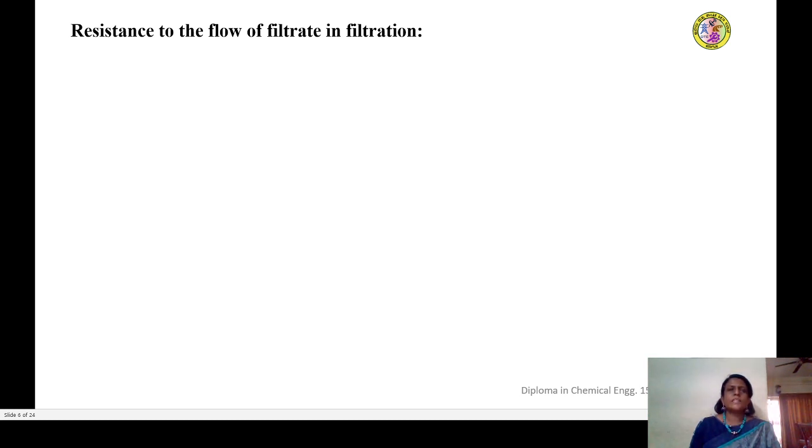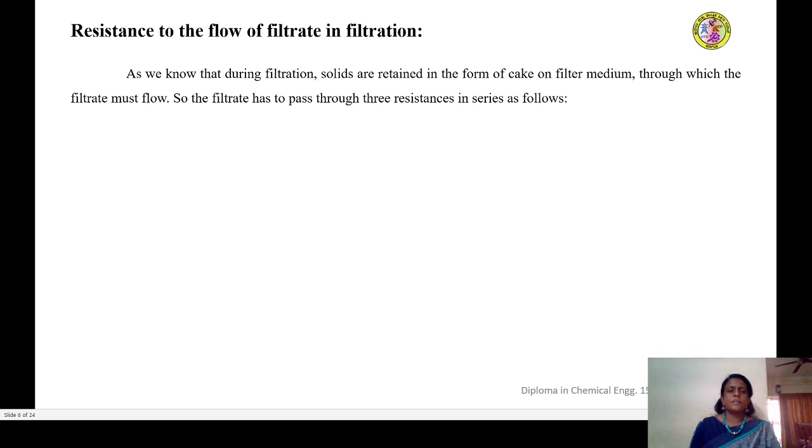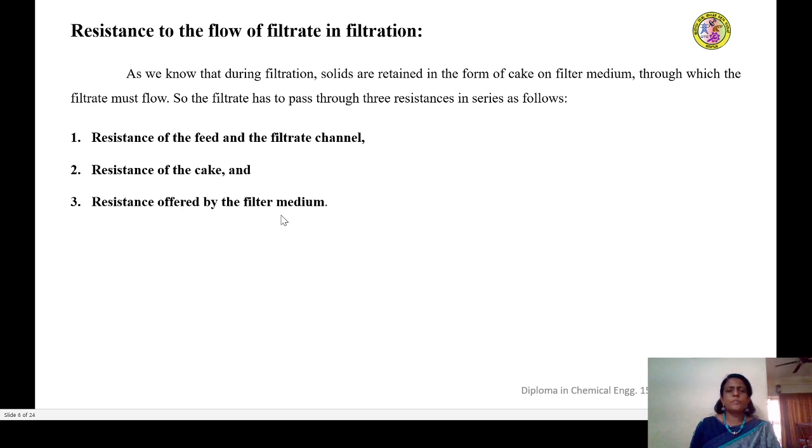So the total resistance present in a filter for the flow of filtrate is the sum of all these three types of resistances. One is the solids that are retained in the form of cake, and the filter medium, along with the channels meant for introducing the feed and taking out the filtrate. All these offer filter resistances. So there are three resistances to the flow of filtrate in series. One is the resistance of the feed and the filtrate channel. The other is the resistance of the cake deposited, and the resistance offered by the filter medium.